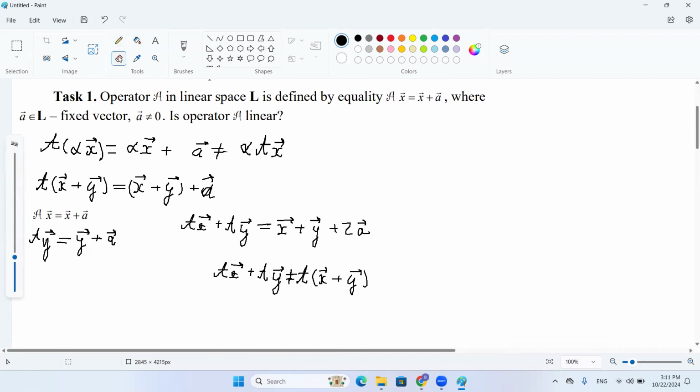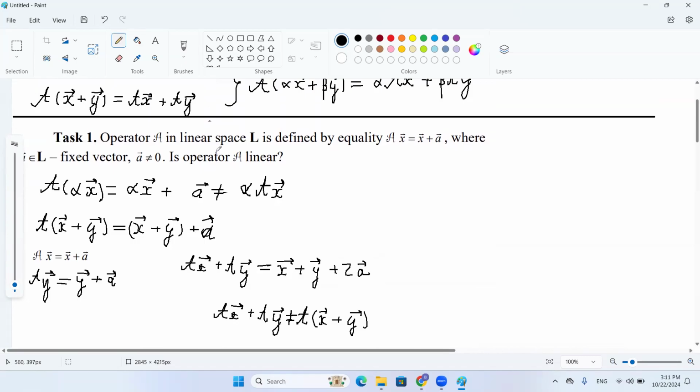Okay, as I see now. Can you explain the first step here? How do we get from A multiplied by brackets, alpha x, to alpha x plus alpha? Okay, so we can mark, for example, y equals alpha x. And then, what do we have?